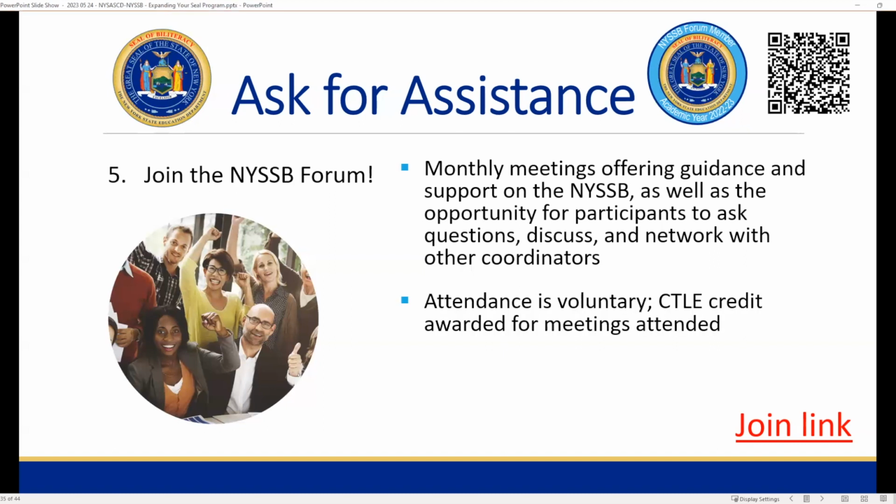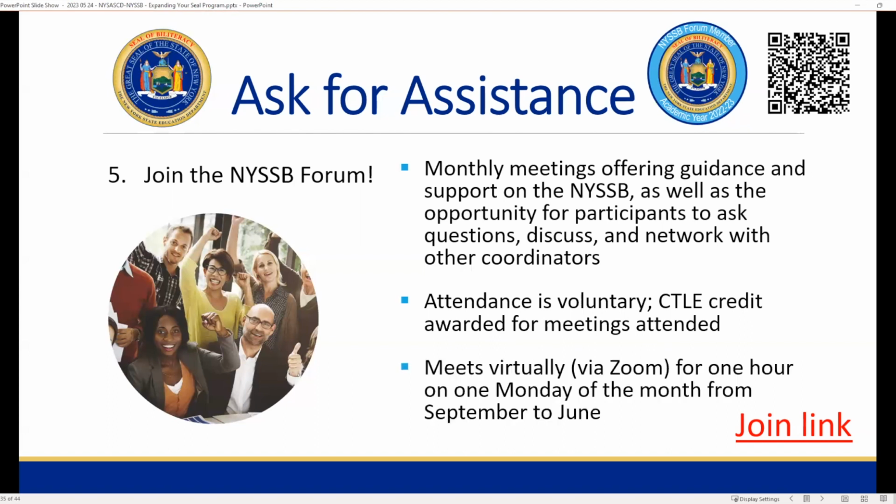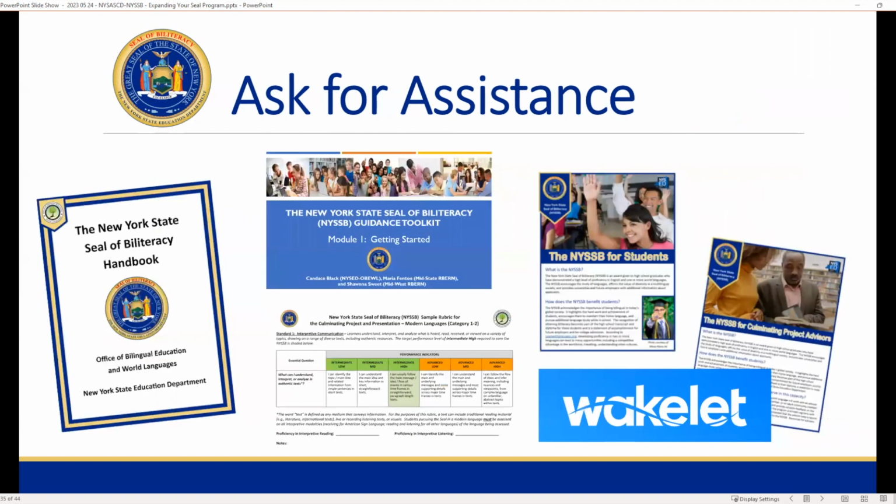Attendance is completely voluntary at this event. You do get CTLE credit for those meetings that you attend. And as I mentioned, it meets virtually. We do upload minutes to a shared Google Drive, so even if you can't make it, you can still get access to that. And you get a handy dandy little badge that you can put on your email signature or your website for being a member. Now, NYSED also provides a wealth of assistance in this, from our handbook to different modules.